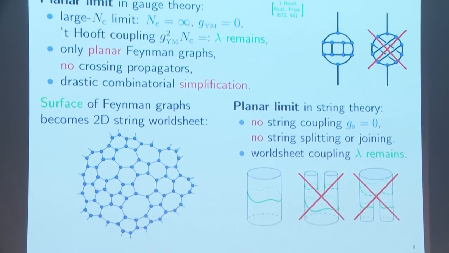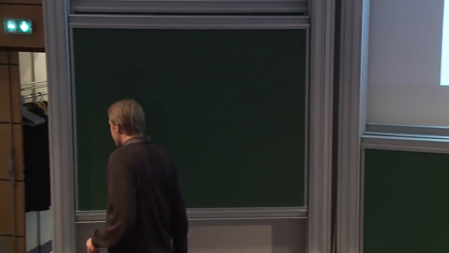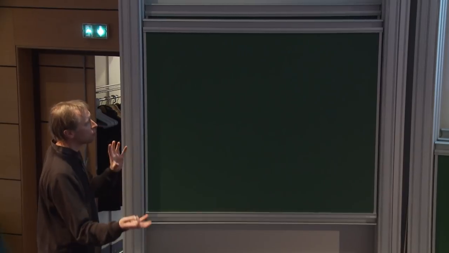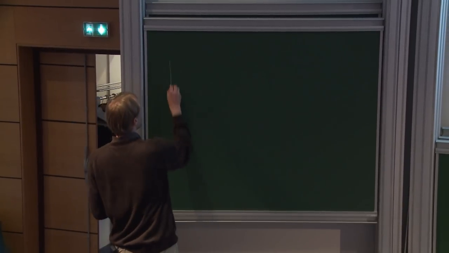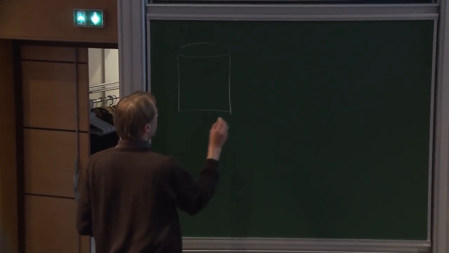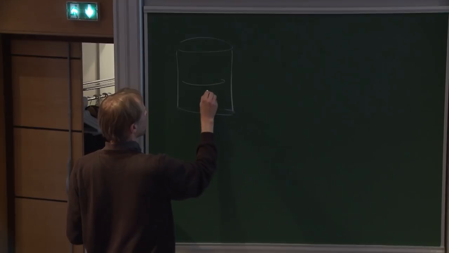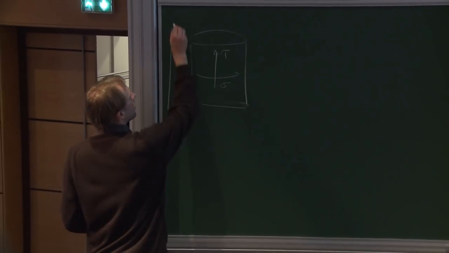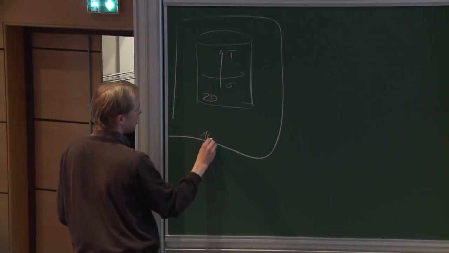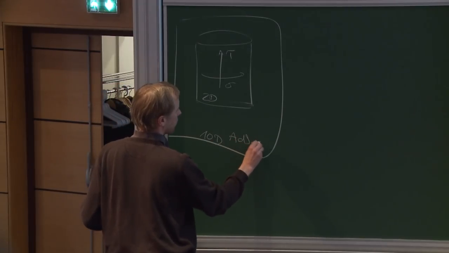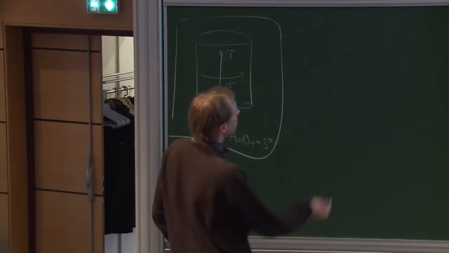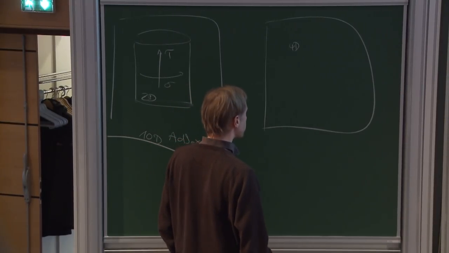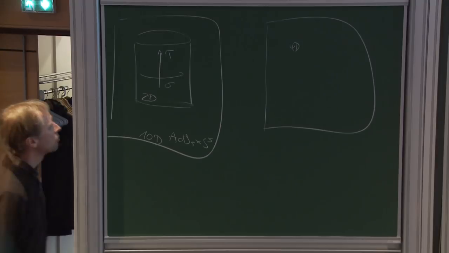Maybe now is a good time to just give a summary of how you relate the two structures, namely the world sheet and the gauge theory. So for the world sheet, maybe if I draw it as a cylinder, we have these two directions, which are sigma as the space and tau. And this string lives in some 10D space, which is AdS5 cross S5. And on the other hand, here we have a 4D gauge theory. And the question is how can you relate these two pictures?